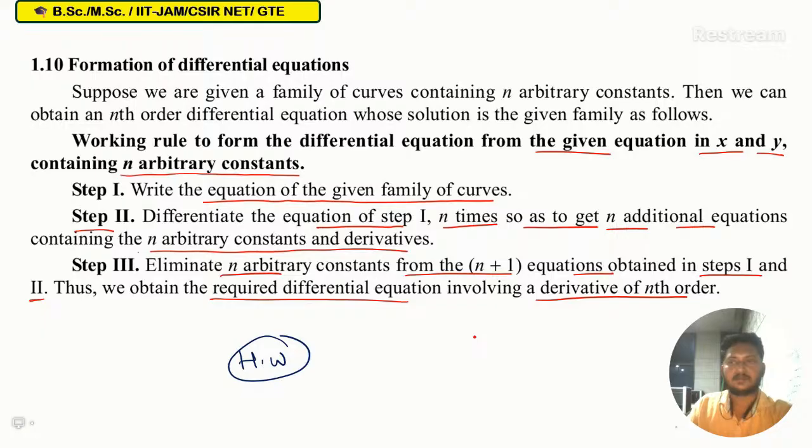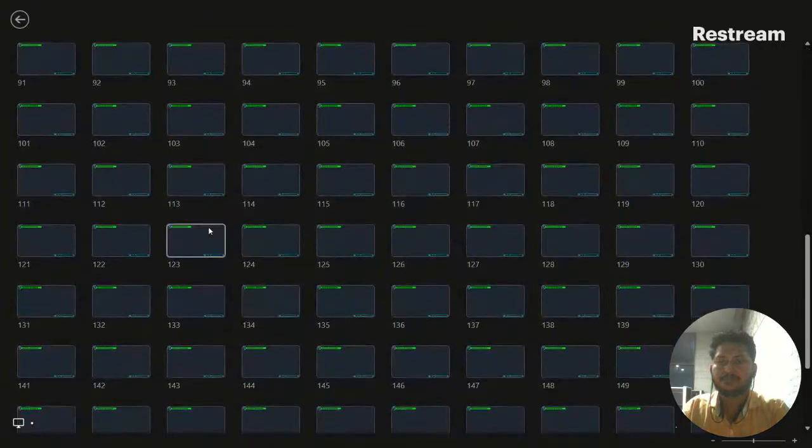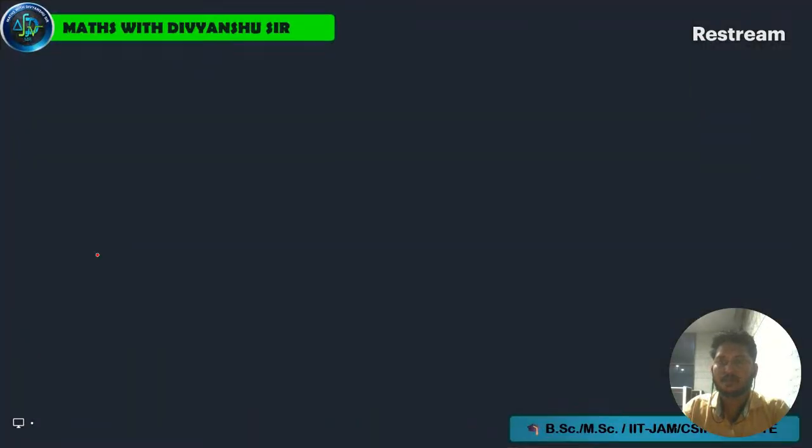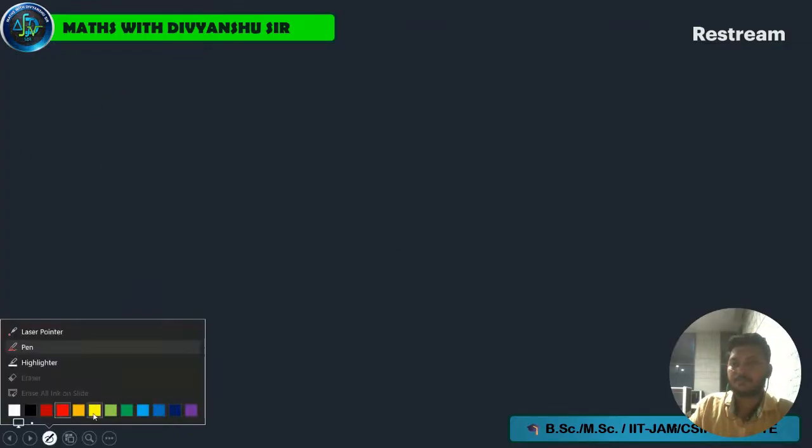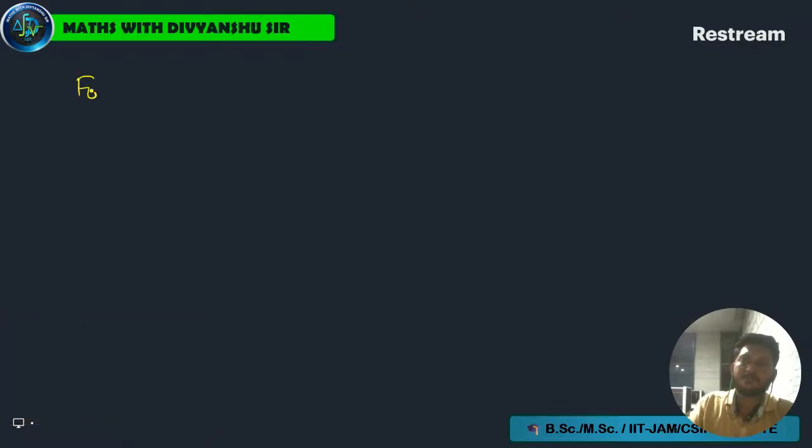Okay. So I'll take one example to show you. Yeah, here. So these are the basic steps for the formation of a differential equation. So take one example, which I will show you, the formation with one arbitrary constant. So let's start with this. Here is the formation with one arbitrary constant.